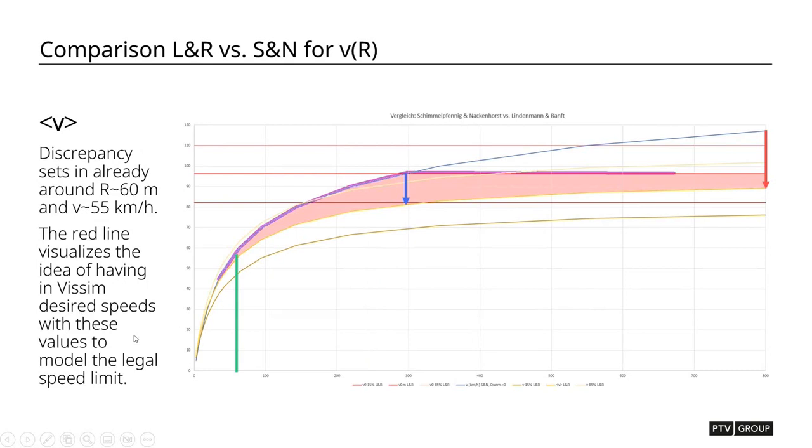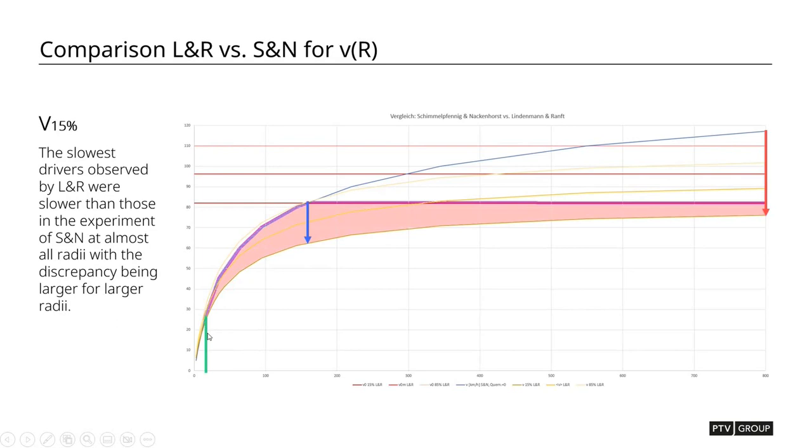Now, this description is even more true for the 50% drivers of Lindenmann and Ranft, where the Schimmelpfennig-Nackenhorst function is a good description only up to, say, a 70-meter radius, which is quite narrow. And the 50% drivers are slower than the Schimmelpfennig and Nackenhorst drivers at a radius of, I don't know, 20, 25 meters already. So they are really, really slower than the drivers in the Schimmelpfennig-Nackenhorst experiment.